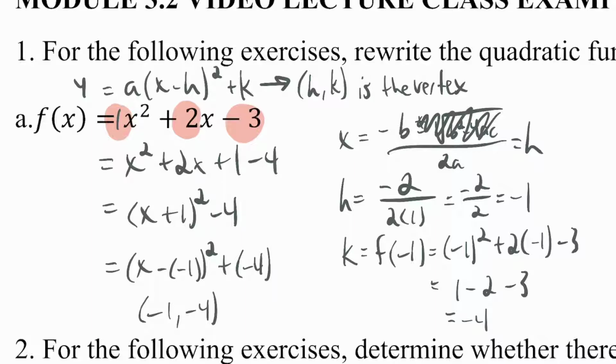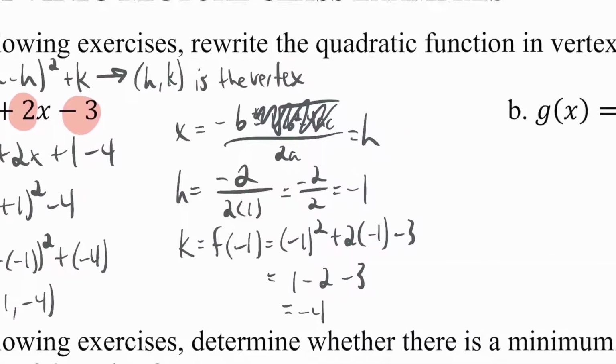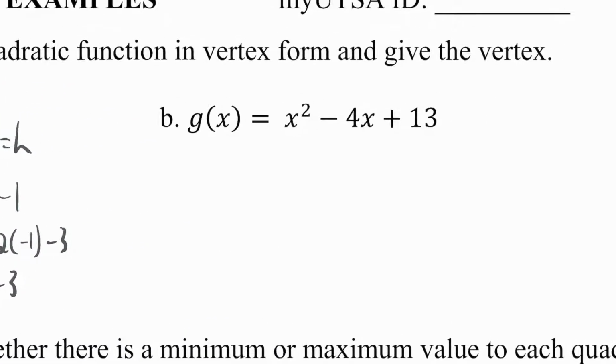Anyway, let's go do the next example, and we'll do the shortcut version. So we'll find the vertex first, and then we'll write out the vertex form. I'll go ahead and copy the vertex form up here while we're at it.